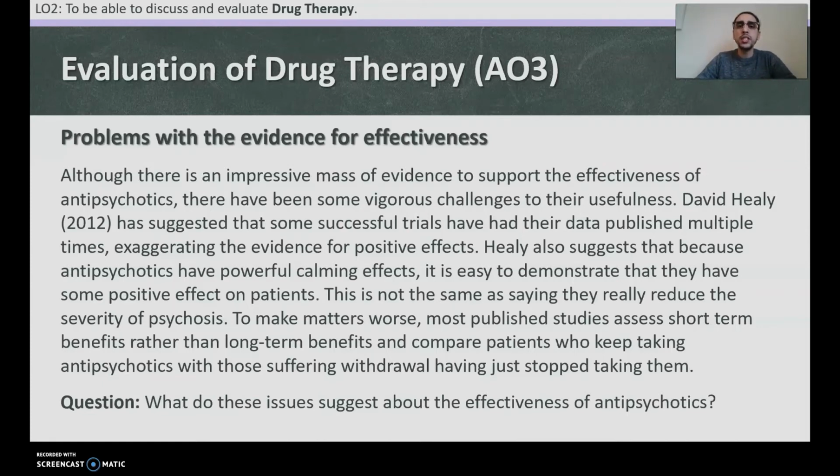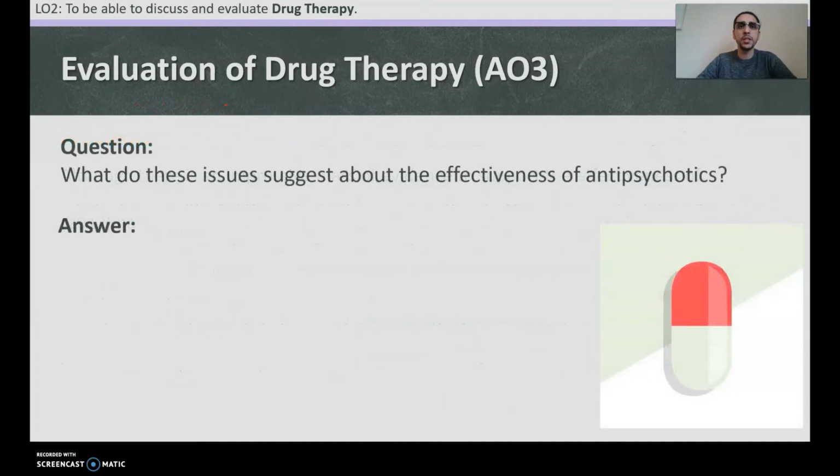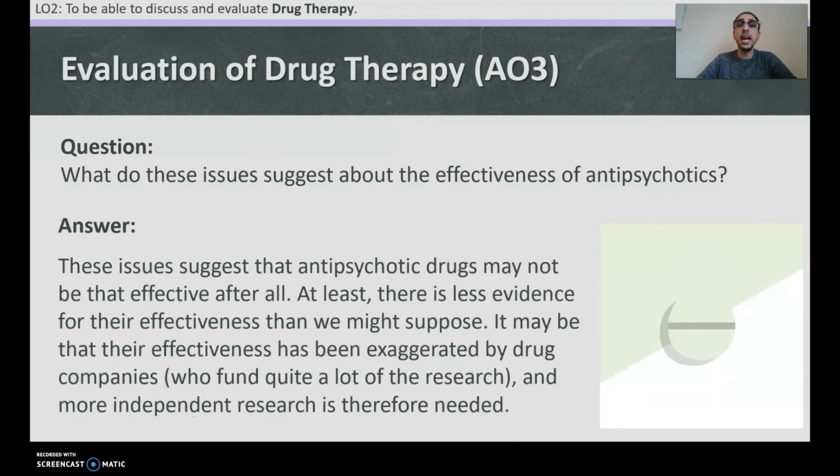Question: what do these issues suggest about the effectiveness of antipsychotics? This is clearly a weakness. Problems with evidence for effectiveness. What do these issues suggest about the effectiveness of antipsychotics? The issues suggest that antipsychotic drugs may not be as effective after all. At least there is less evidence for their effectiveness than we might suppose.